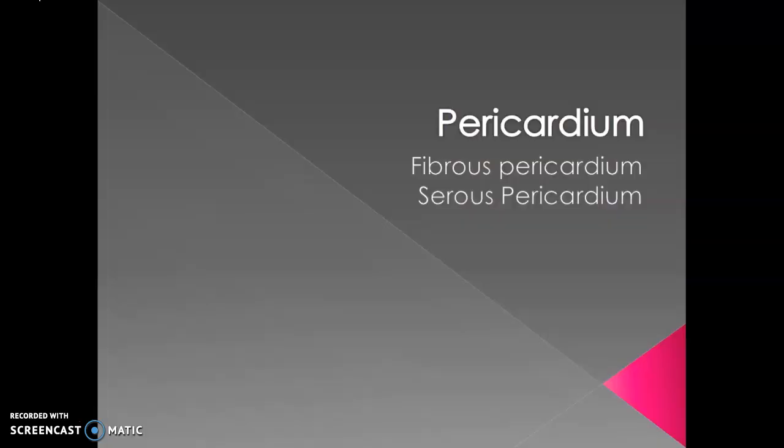Now, the heart is a very, very important organ, right? It's a very delicate and important organ. Of course, this is covered by pericardium. Now, the pericardium covering the heart has two main parts, or there are two main layers.